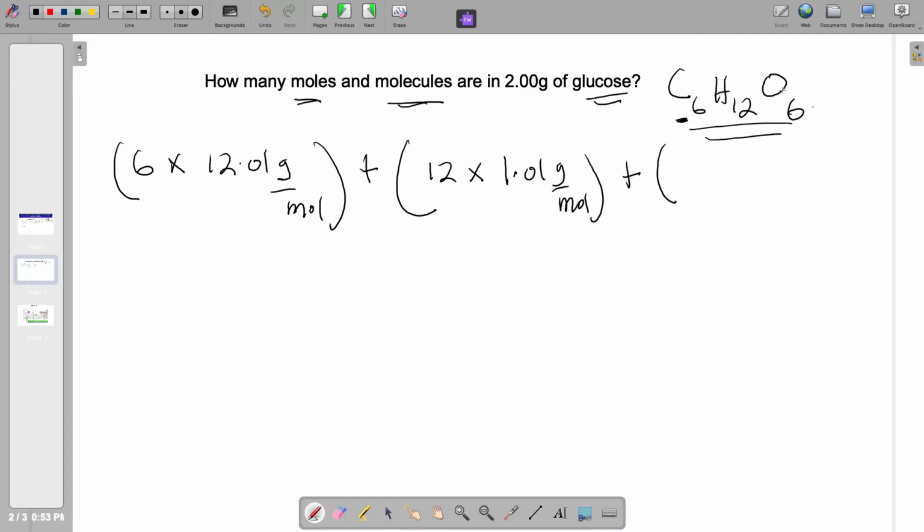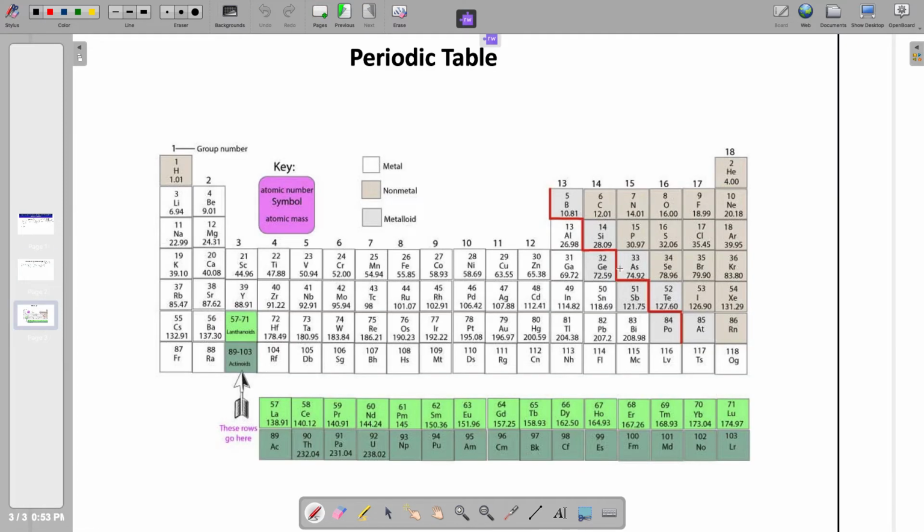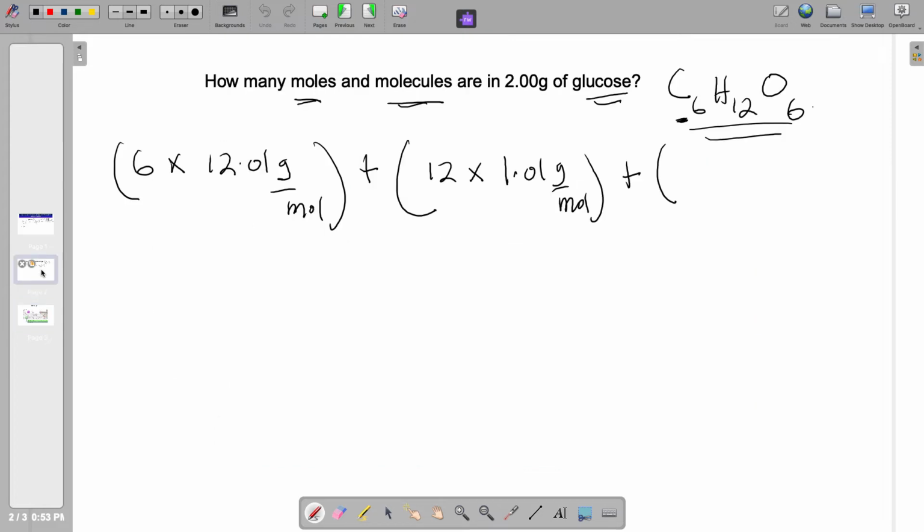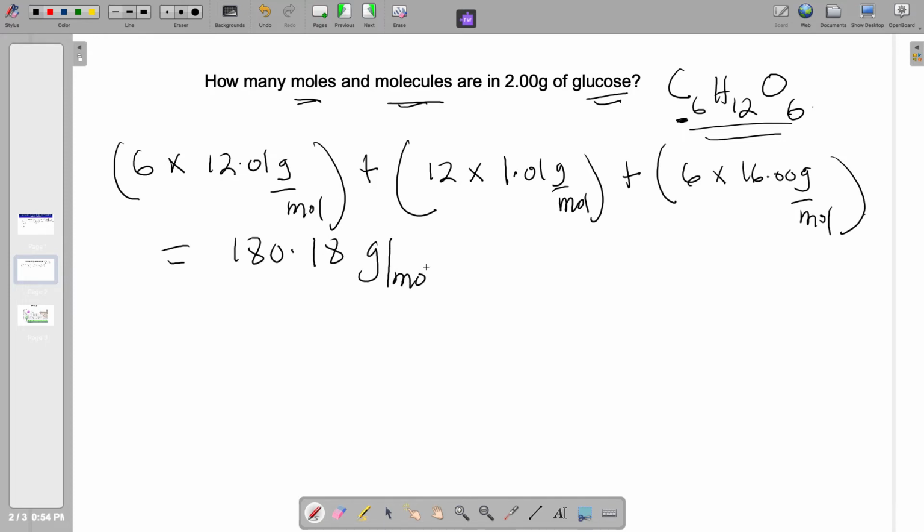So we have 6 oxygen atoms. The molar mass of oxygen is 16. If we look for oxygen, oxygen is in group 16. You see that 16 here, so it has 16.00. Okay, so the molar mass is 16.00 grams per mole. So we multiply our 6 times 16.00 grams per mole. Once you add everything and solve, your answer should come out to 180.18 grams per mole. So this value is the molar mass of glucose.